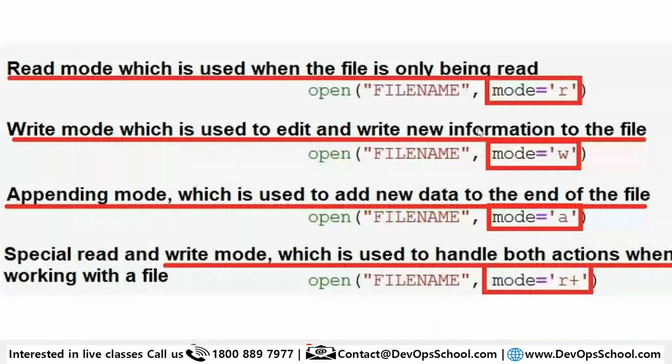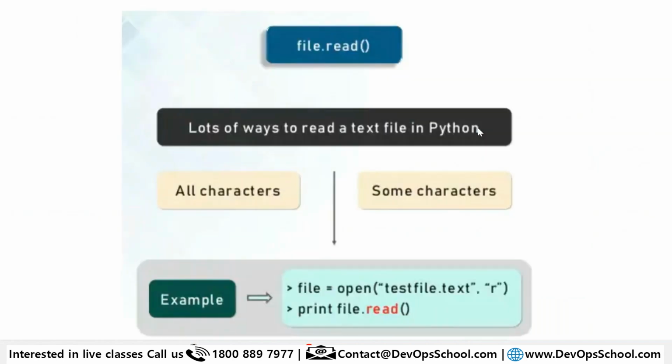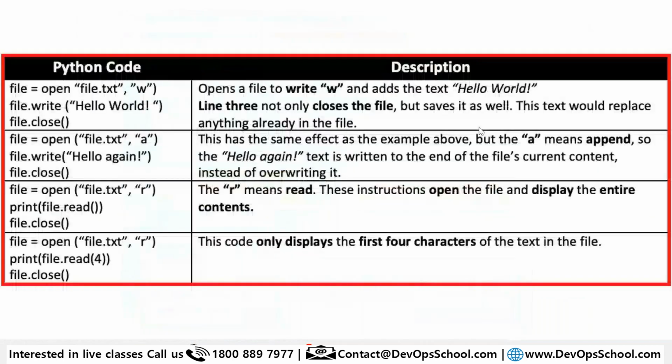Okay, so read mode is used when the file is opened only to be read, so mode R. The write mode is used to edit and write new information to a file, W. Appending mode is used to add new data to the end of the file, A. And the special read and write mode is used to handle both actions when working with the file. Both actions means read and write, so R plus. Okay, so these are the things you should be comfortable with by now.